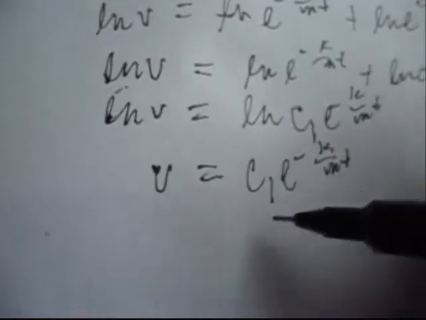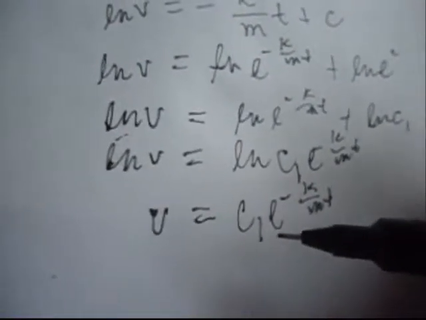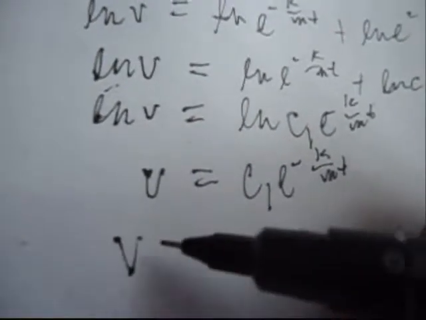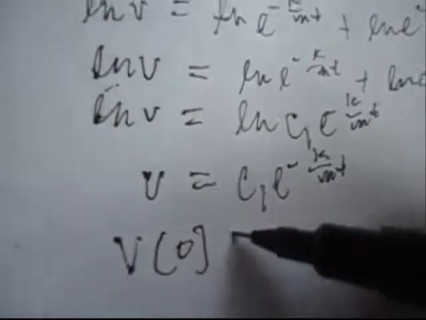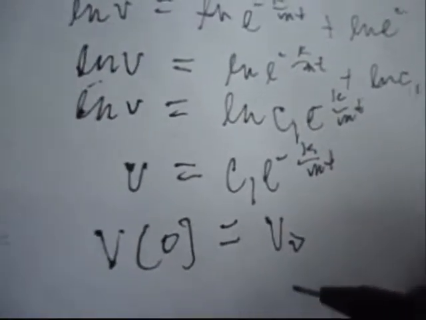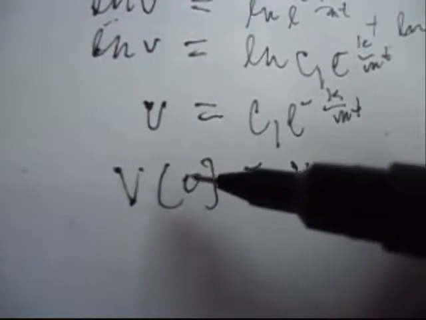Now we have the expression for velocity, but we have to find the value of c1 by using the velocity at time t equals 0, which is v sub 0, as given in the problem. So we substitute it here.